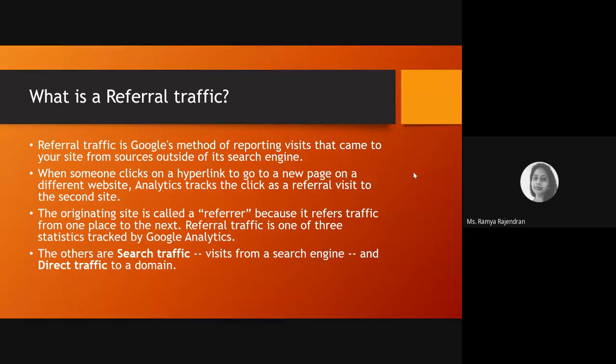So there are three types of traffic. First one is search traffic, where you go and search on a search engine, get it in the search results and then click on it, that is search traffic. Next one is direct traffic, where you just hit your domain name right on the address bar and go to it. And the third one is referral traffic, where you click on a link which is shared somewhere else. This is called referral traffic. So someone clicks on the hyperlink and goes to a completely different website from where they are.